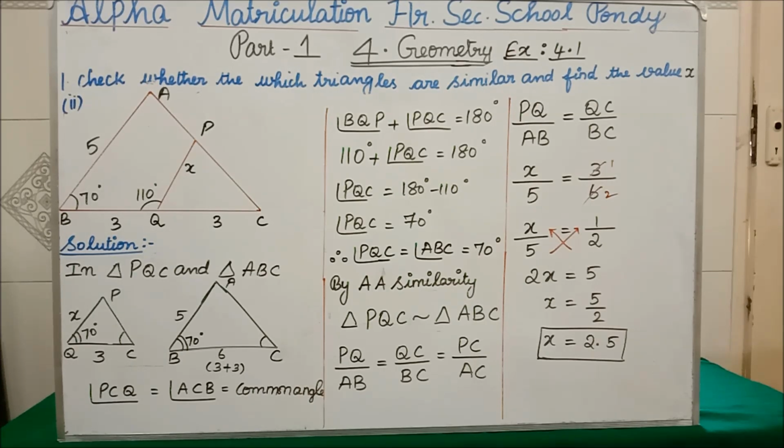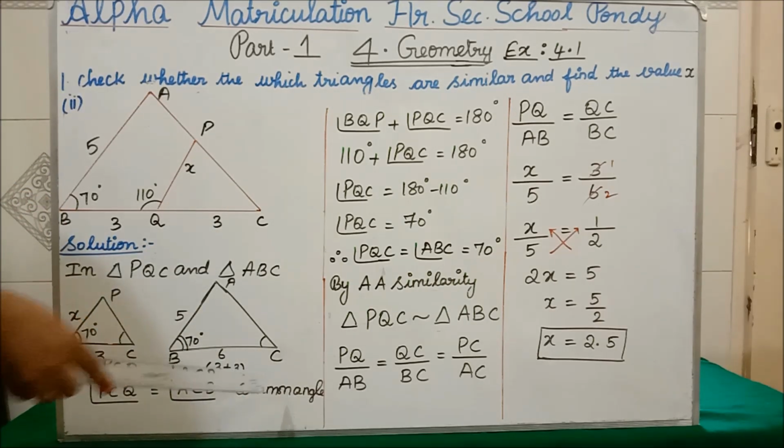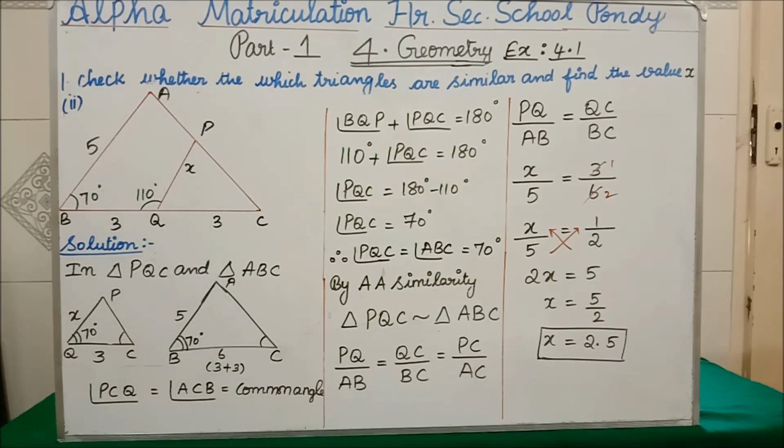Okay. First we are taking P, Q, C. I have drawn it here separately. Then we have to take the whole triangle. Full triangle is what? A, B, C. I have written A, B, C. Clear all of you? So, we want to check whether these two triangles are similar. If similar, we want to find the value of x. That is what they are asking in the question.